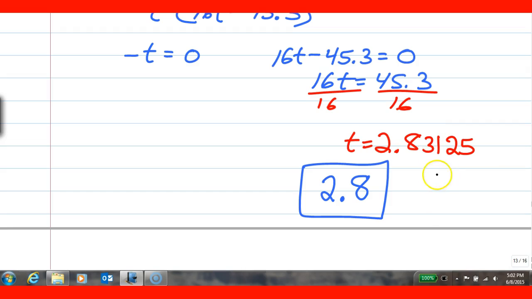But my instructions said to round it to the nearest tenths place. So that 8 is in the tenths place. I look at its neighbor, it's a 3. So rather than rounding it up to a 9, it's going to stay as an 8. So it's 2.8. So when I look back at this, my time is 2.8 seconds.